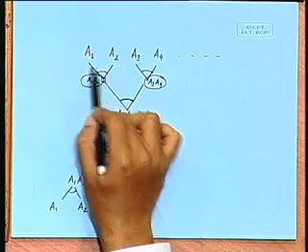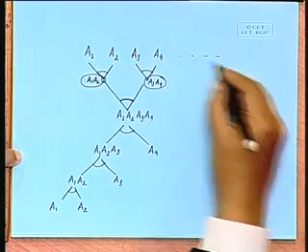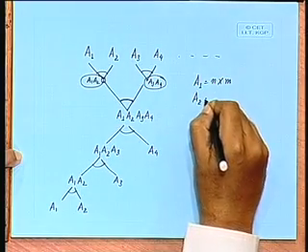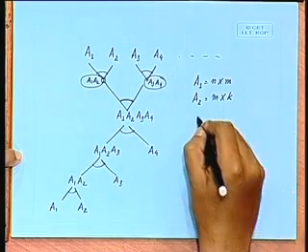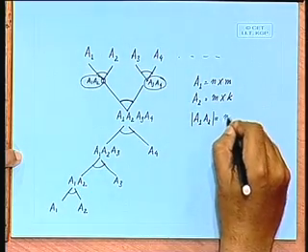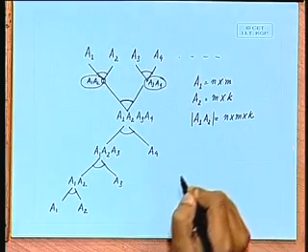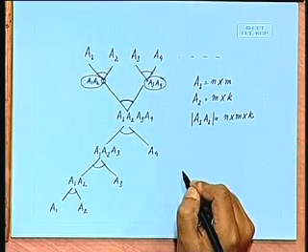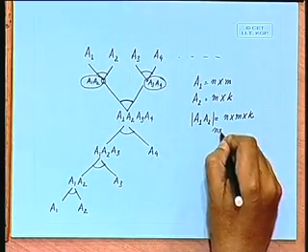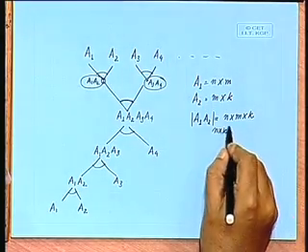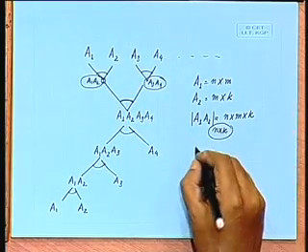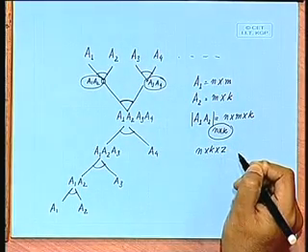Now, as you can see, there is a cost associated with each of these multiplications. If A1 is n cross m and A2 is m cross k, then the complexity of finding the product A1 A2 is what? It is n into m into k. And what is the size of this matrix? It becomes n cross k. So, when I take this n cross k matrix and multiply it with another k cross z matrix, then the cost will become n cross k cross z.